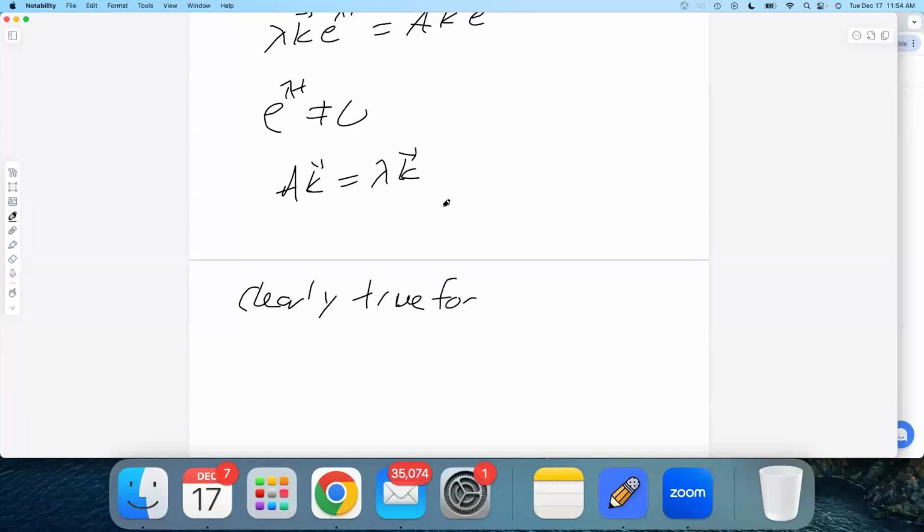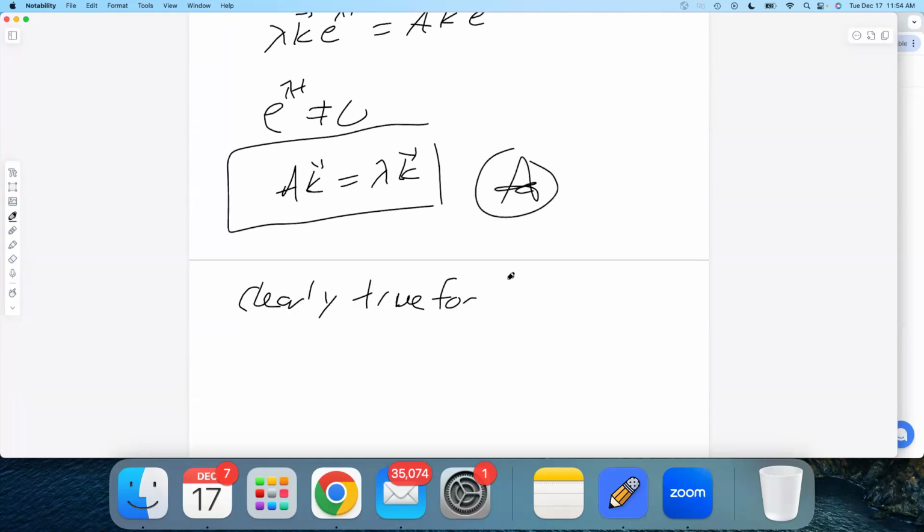This equation right here, maybe we'll call this equation star, is clearly true if the vector k is the zero vector, if it's all zeros. We just get 0 equals 0. That's boring. We call that the trivial solution. We want a non-trivial solution.